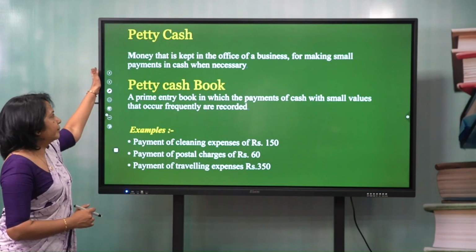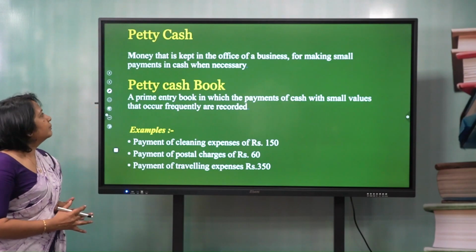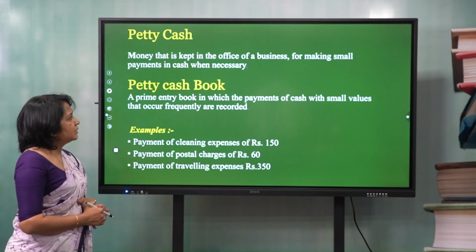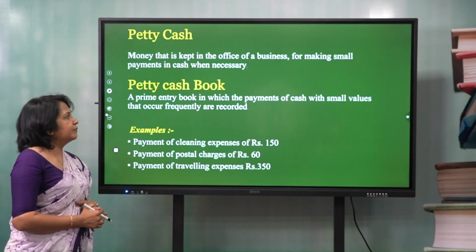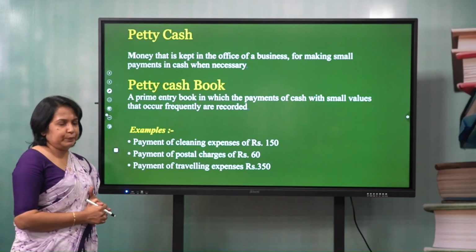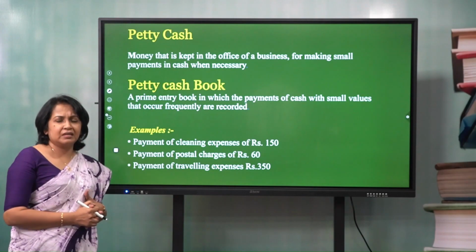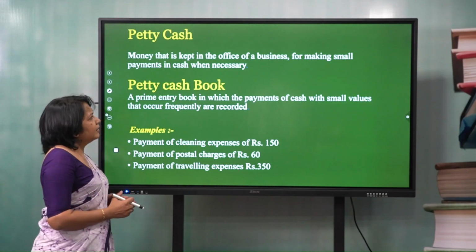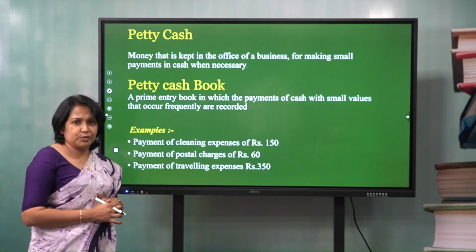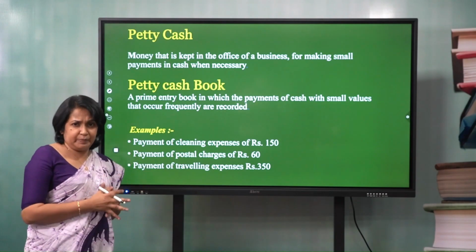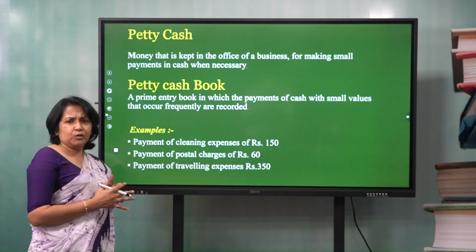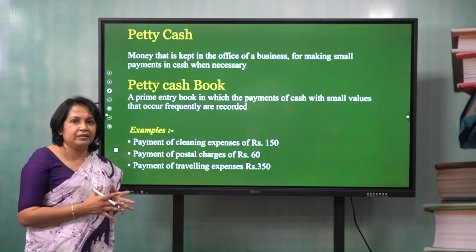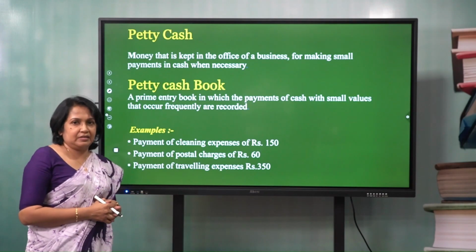The next slide. Petty cash. Petty cash is money that is kept in the office of a business for making small payments in cash when necessary. Now children, in a business, normally, as I told you, there are higher value expenses and there are small value expenses also. For the small value expenses, in business, normally they keep a separate, specific amount for a month to do that type of expenses.